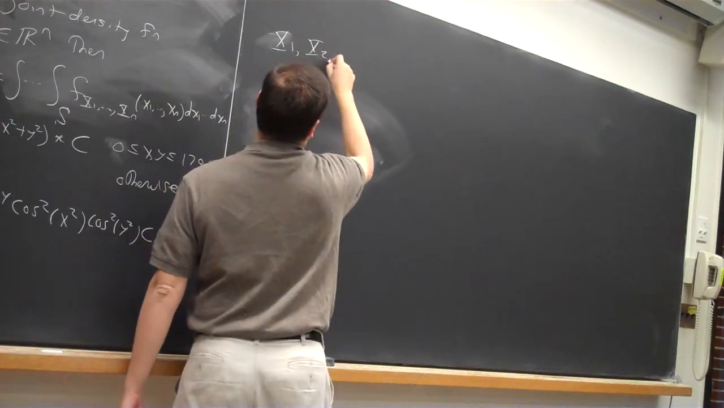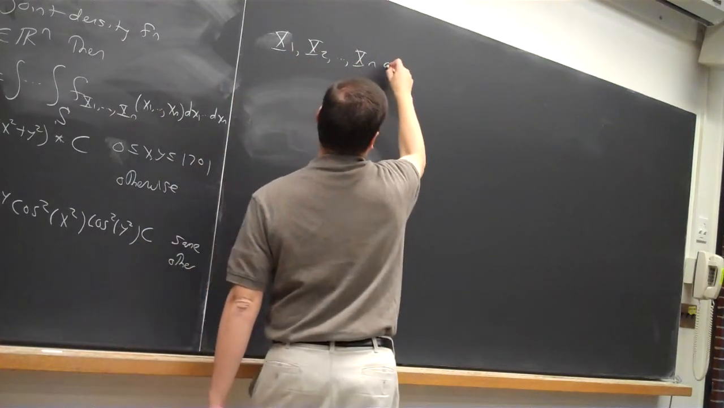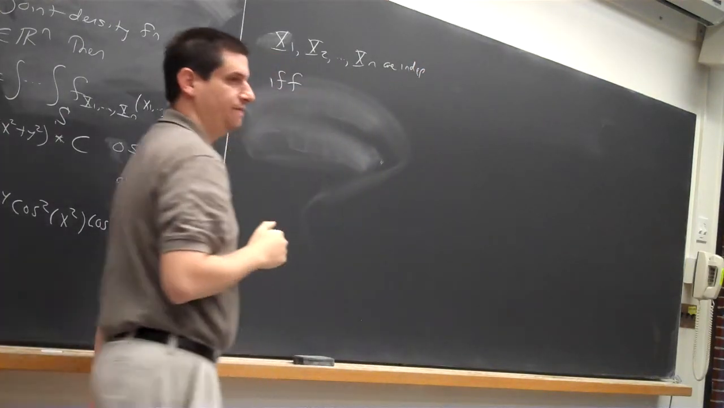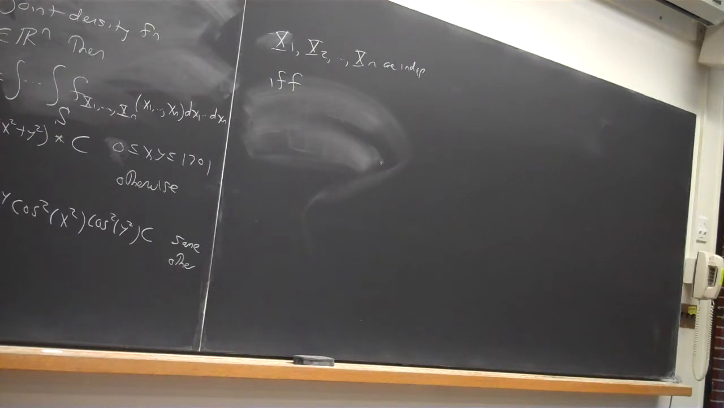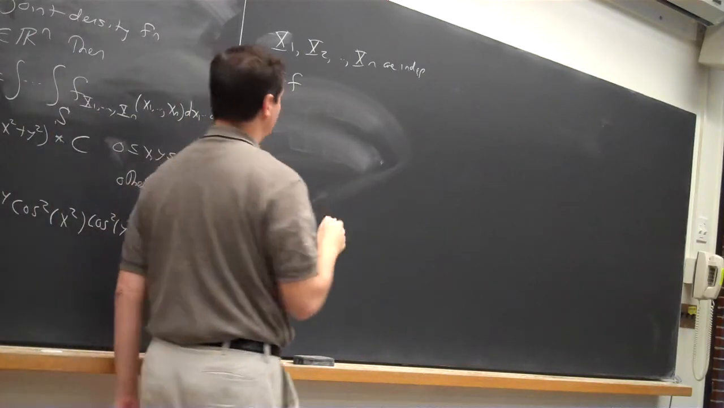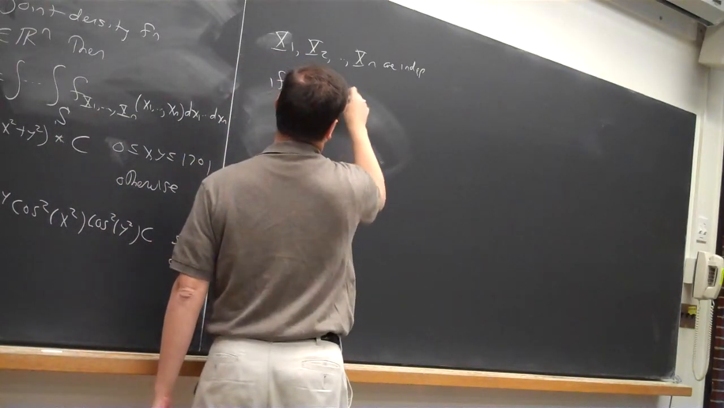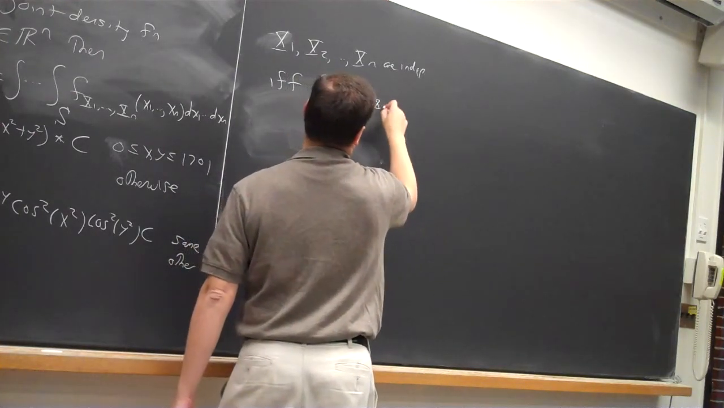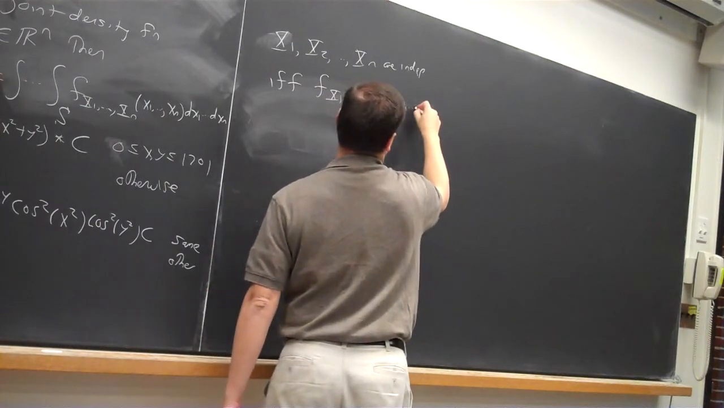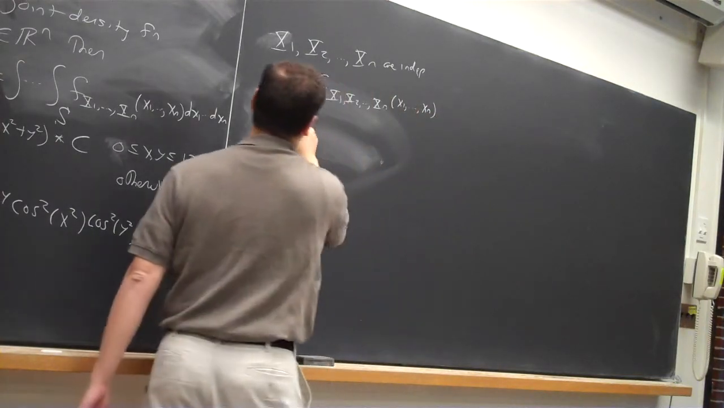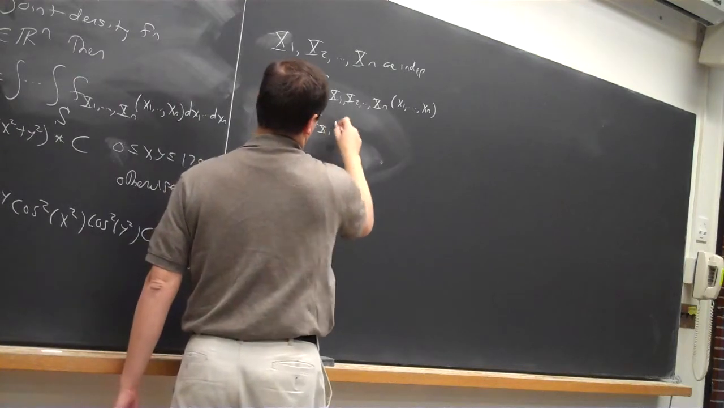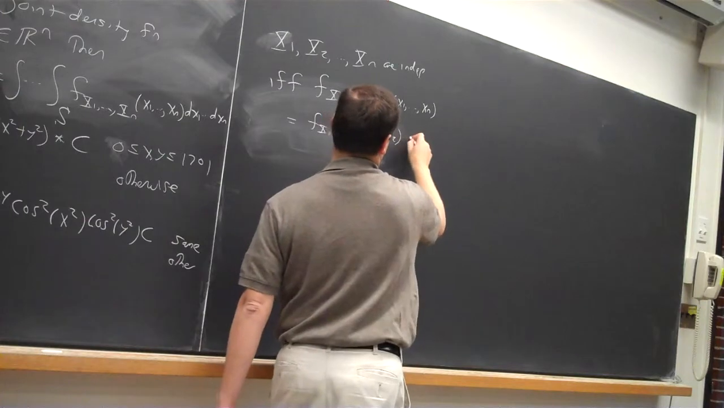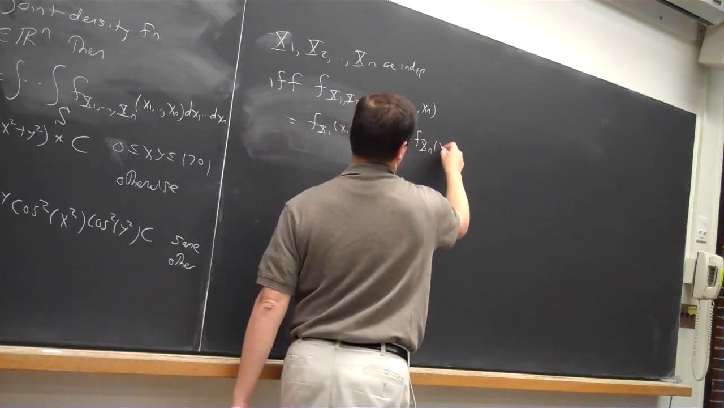X1, x2, ..., xn are independent if and only if. Has everybody seen iff? So iff means if and only if. Very good convenient notation. If the joint density function f_{x1,x2,...,xn}(x1,...,xn) is f_{x1}(x1) f_{x2}(x2) ... f_{xn}(xn). How many of you are having fun writing all this?